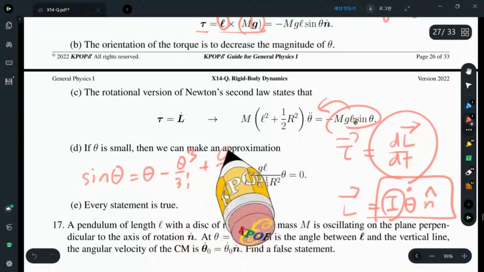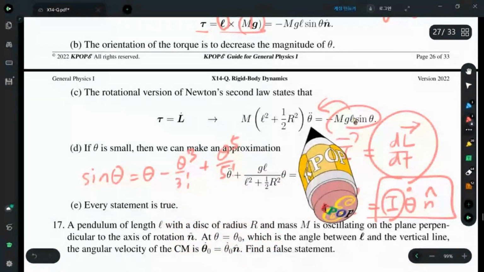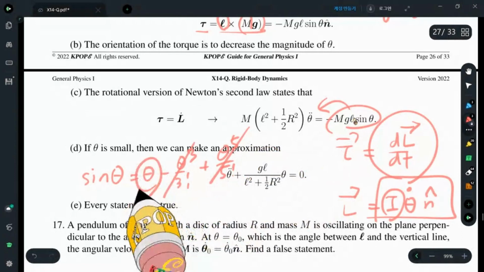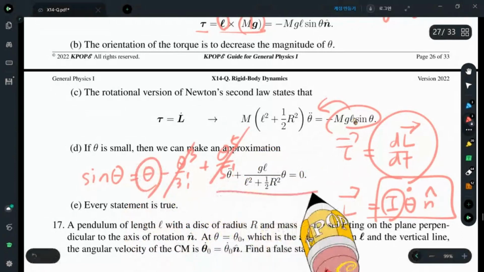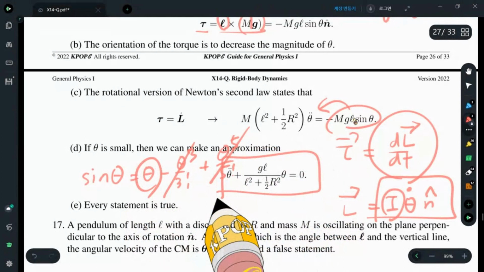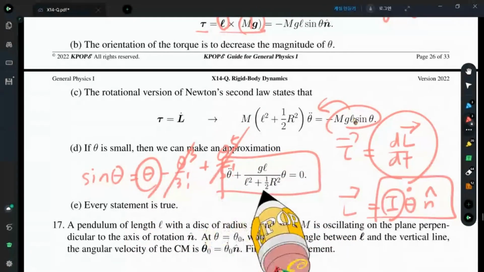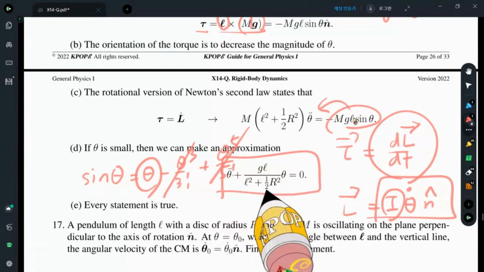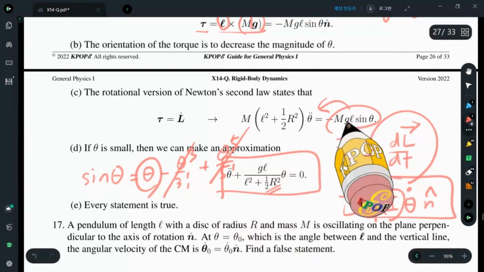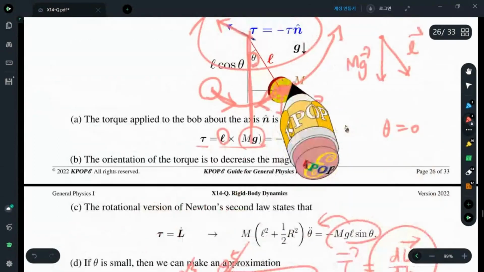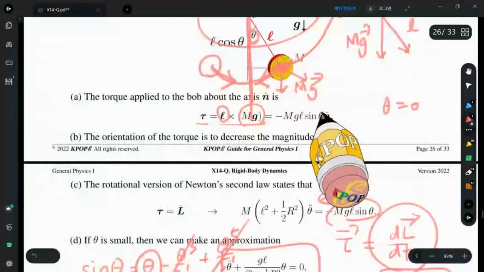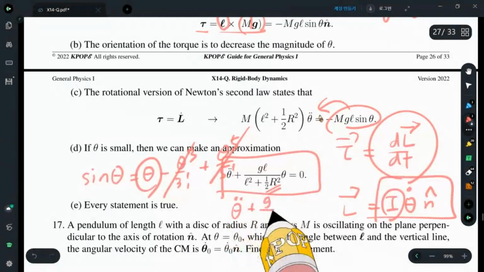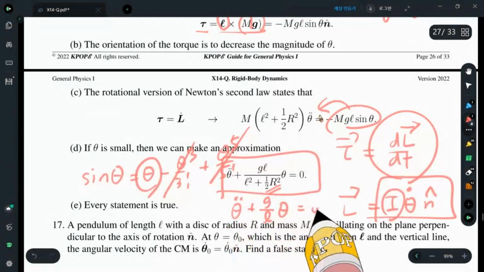So if theta is very small, this one will dominantly contribute, and this equation becomes the equation of what? Simple harmonic oscillator. Now, the effect of the radius of this bulb, when r goes to zero, this expression becomes theta double dot plus g over l theta equals zero.